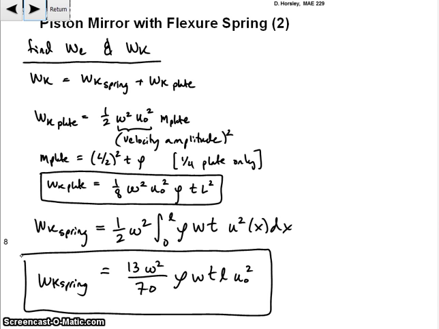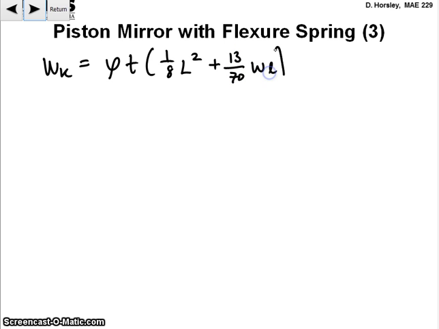Okay, and so the total is the sum of these two. WK is equal to rho T times 1/8 big L squared, that's the length of the plate, plus 13 over 70 W L, times omega squared U naught squared. Okay?